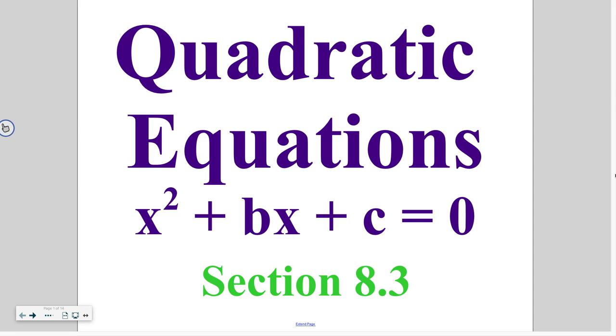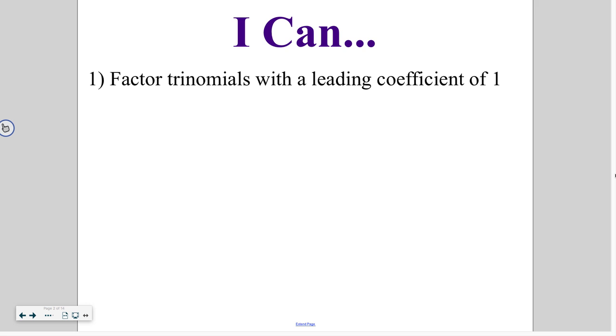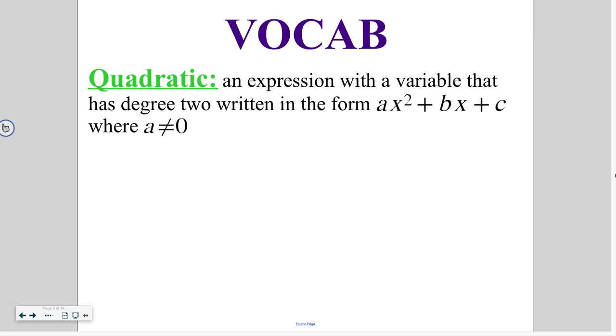Hello class, today we're going to talk about section 8.3, which is quadratic equations in the form x squared plus bx plus c is equal to 0. By the end of today's lesson, you'll be able to factor trinomials with the leading coefficient of 1.